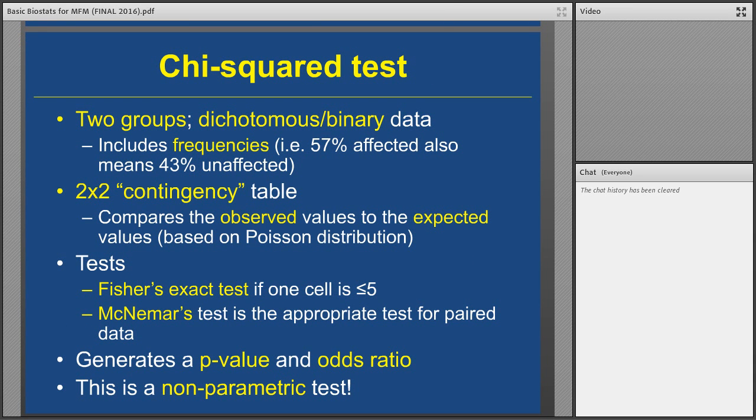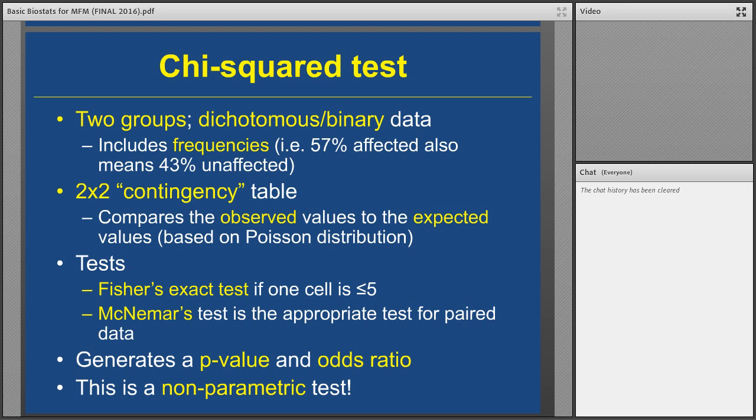When we're looking at dichotomous or binary data or non-continuous data, we can do the chi-square test. And we can actually look at continuous data using a chi-square test as well. We would just choose a cutoff and break things into groups. But usually this is when we're looking at frequencies, so 57% being affected, or the frequency of an outcome.